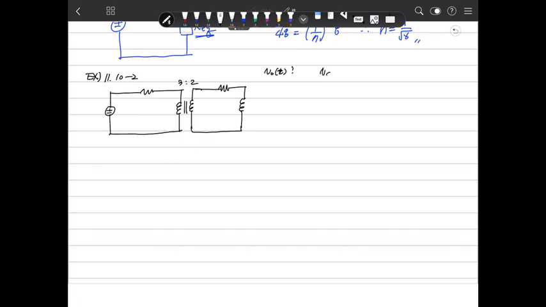And Vs is 75.5 cosine(40t + 26 degrees) volts. Then this is 3 ohm, this is 8 ohm, and this is 9 henry. And this is the Vout. That's the question. So to get here, we need to make it simpler. How can we do that?